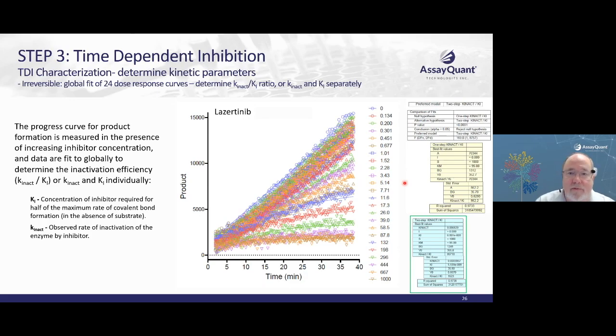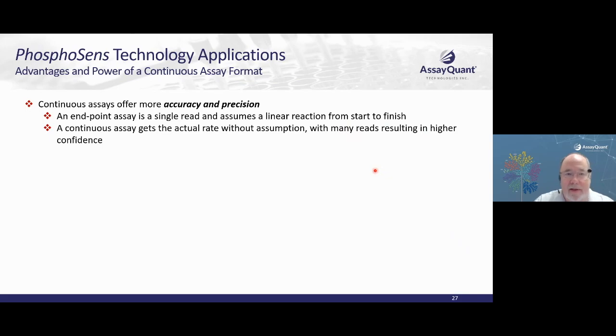So that's what I've shown you for the various EGFR inhibitors. I just want to cover a few extra points before I pass it off back to Michelle. Really, the continuous assays that we use here, they offer more accuracy and precision. It's not an endpoint assay where that final read is an estimation, a cross-your-fingers hope that it is proportional to the actual reaction rate, which is what you need for enzymology here.